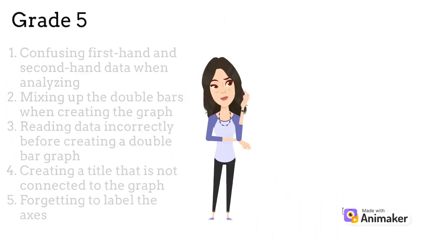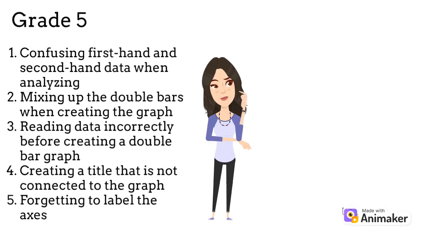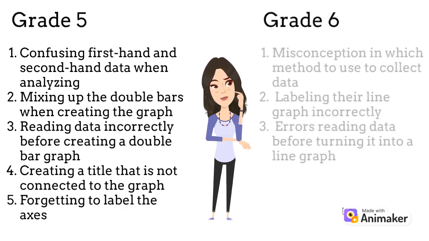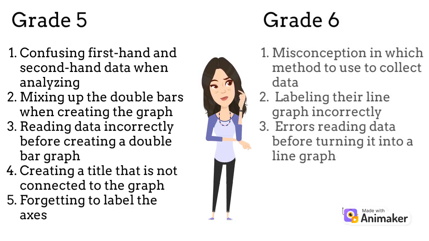Common misconceptions. Some anticipated errors for grade 5 are students confusing first and second-hand data. Students could also read the data incorrectly before creating a double bar graph or have errors when labeling different features on a graph. For grade 6, some common misconceptions could include which method to use when collecting data, labeling their graph incorrectly, along with errors in interpreting the data before designing a line graph.